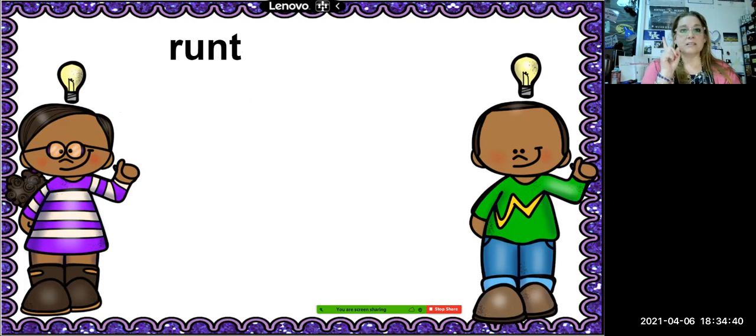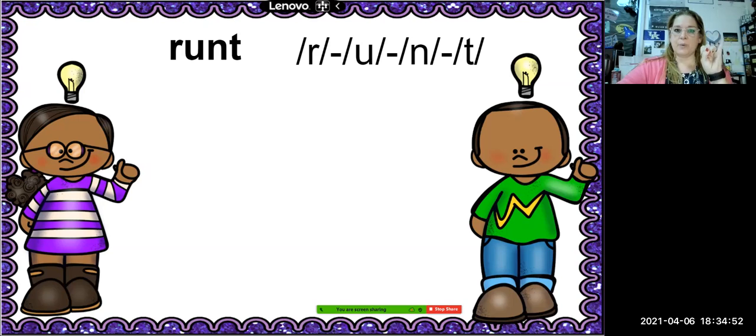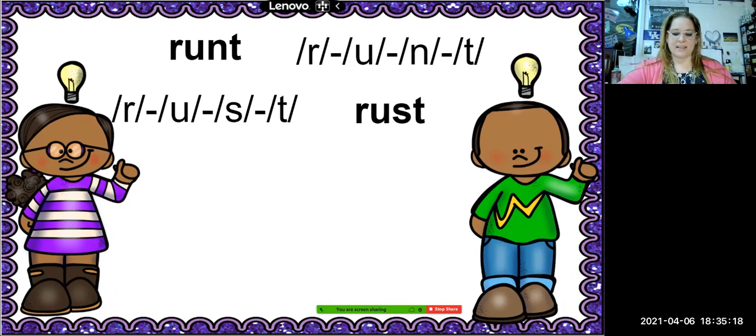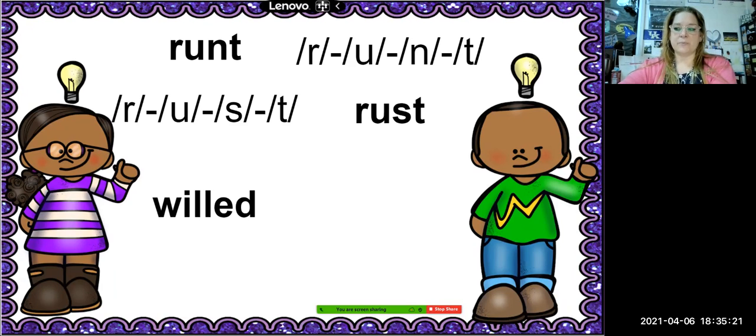Runt. It's one syllable, runt. But how many sounds do you hear? I hear 4 sounds. Runt. Good. The nt is the blend. So we're going to substitute the first sound, the n, with s. So what is that new word going to be, ladies and gentlemen? Rust. It's going to be rust. Very good. The next is the word willed.